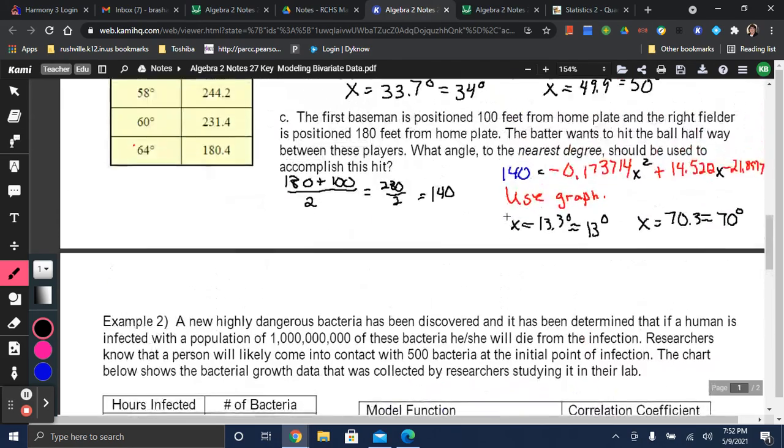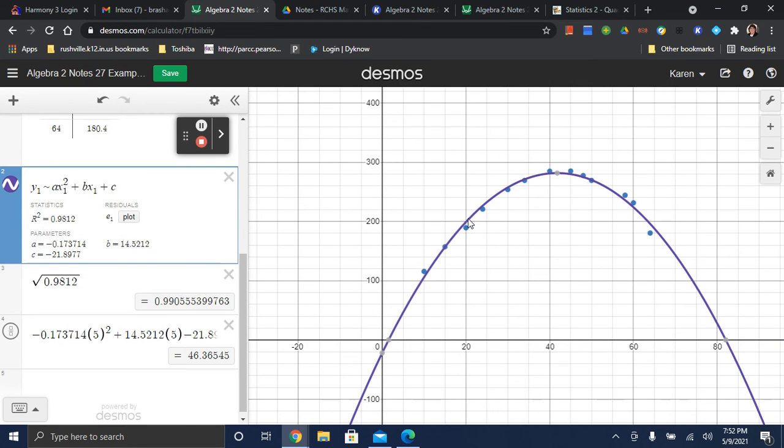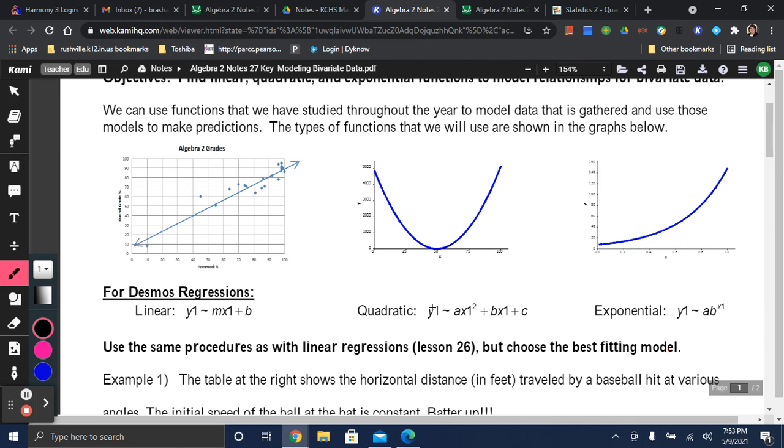All right, so I did not do a linear model since you had a whole assignment on that, but these are your 3 options after you graph your data. You're going to look at your data. This one was clearly a quadratic. This one was exponential. So you're going to look and see what's the best fit and then choose that. And from there, use one of these 3 setups to do the regression and answer your question.